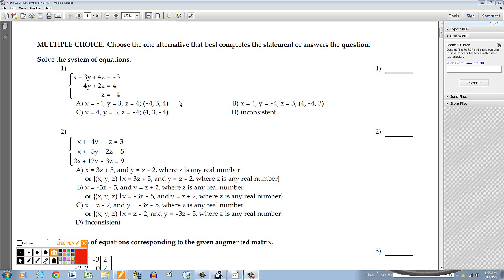Okay, let's look at the first example problem from this review. And again, I'll also show you some techniques for solving problems if you have a multiple choice test, and that's what we usually gave at University of Texas at Brownsville.